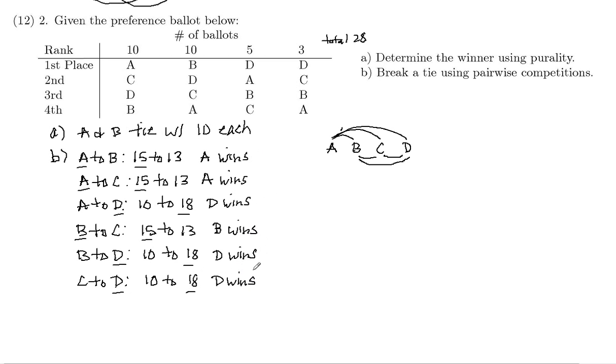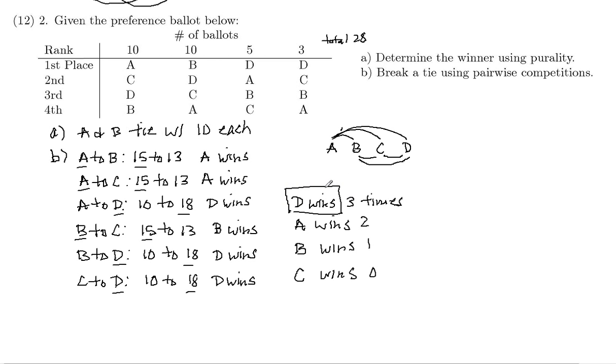Okay, so we didn't have any ties in here. So remember, if you have a tie, you don't count it. But D won 1, 2, 3. So D wins 3 of these guys. D wins 3 competitions, or 3 times. See, A wins 2 of them. A wins 2. B wins 1. And then C didn't win any. So C wins 0. Okay, so D is our overall winner right there.